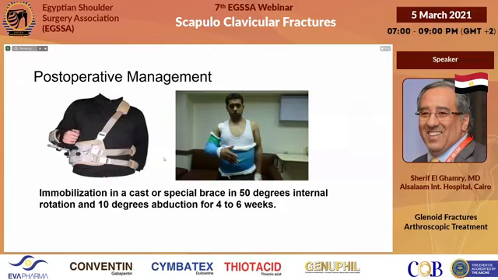Post-operative management is by immobilizing in a cast or special brace in 50 degrees internal rotation and 10 degrees abduction for 4 to 6 weeks. But in cases treated with arthroscopic inferior capsular shift for old fracture with anterior capsular redundancy, it will be put in neutral rotation to preserve the anatomical length of the capsule and ligament. Next.